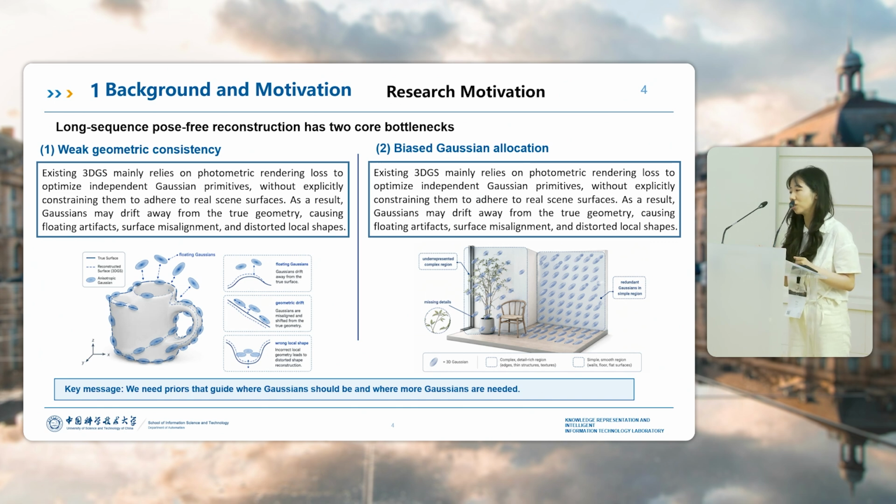The second bottleneck is biased Gaussian allocation. Standard densification is usually triggered by image-space gradients or residuals, but image error does not always correspond to semantic or structural importance. Therefore, complex regions may be underrepresented, while simple regions may contain redundant Gaussians. These 2 problems motivate our core ideas. We need external priors to guide where the Gaussians should be placed and where more Gaussians are needed.